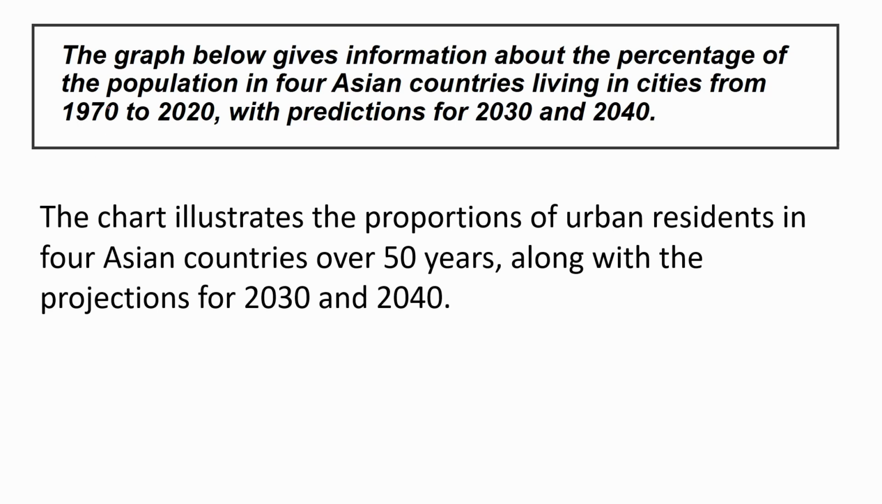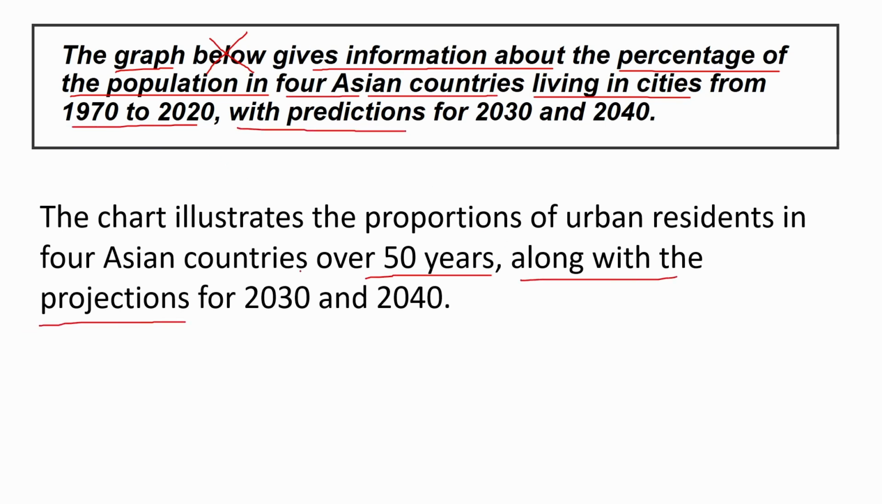Alright, so I changed graph to chart. I deleted below because there is nothing below my writing. Instead of gives information about, I used illustrates. The percentage of, I used the proportions of. And the population living in cities, I used urban residents. In 4 Asian countries, I kept the same. And instead of 1970 to 2020, I used 50 years. And with predictions, I used along with the projections. And for the last part, for 2030 and 2040, I didn't change it.